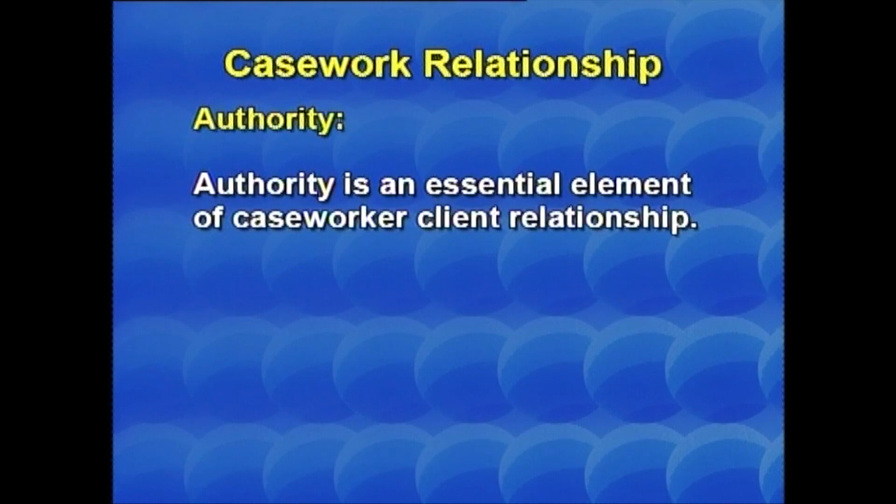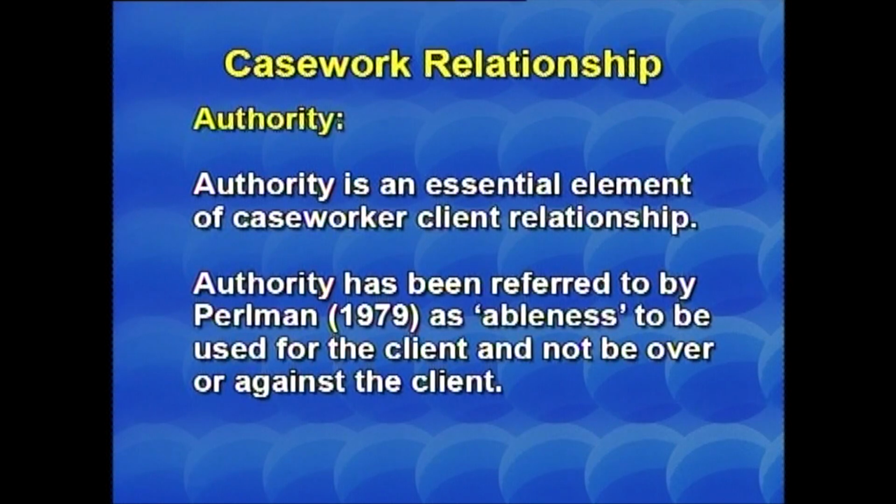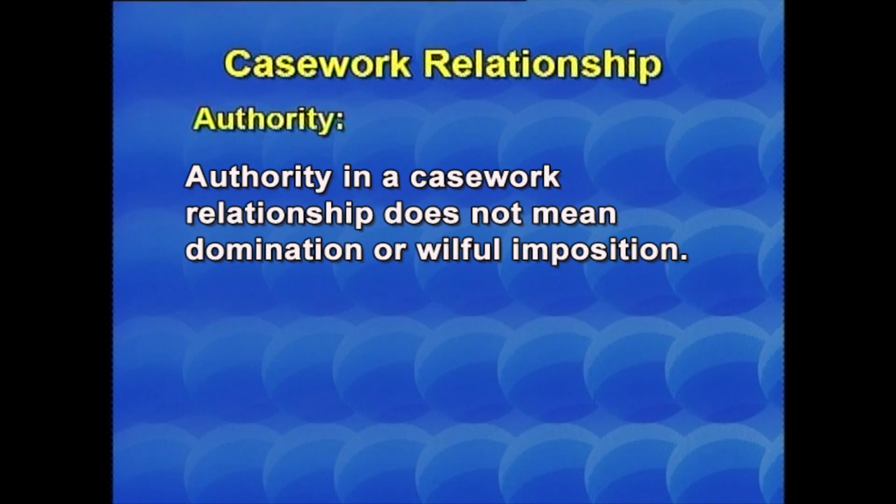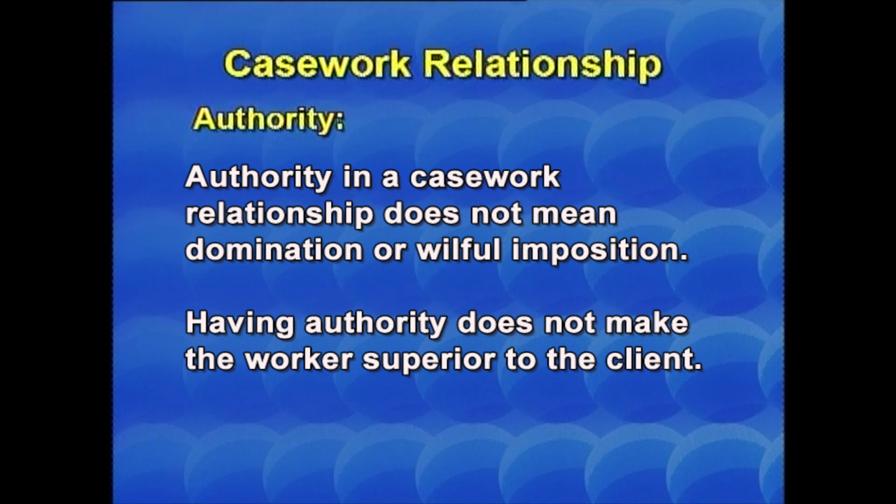Next, we turn to authority. Authority is again a key aspect in the casework relationship. It is an essential element of the caseworker-client relationship, and it has been referred to by Perlman as the ableness to be used for the client and not to be over or against the client. Authority in a casework relationship does not mean domination or willful imposition. Having authority also does not make a worker superior to the client.